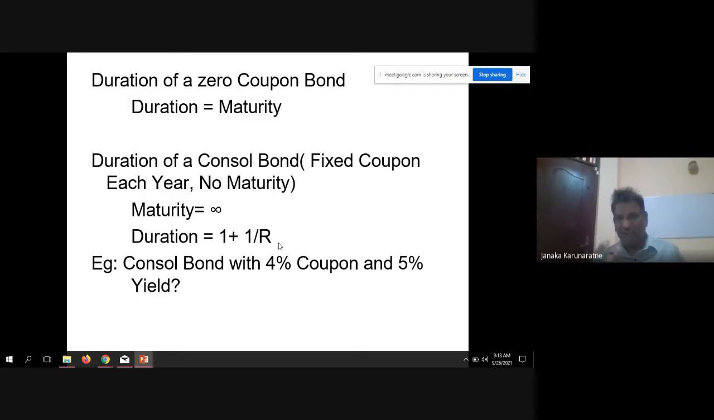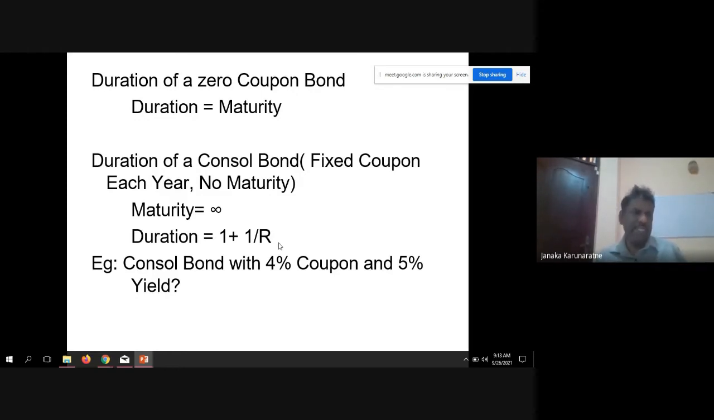Now, in fact, this is similar to non-redeemable, non-cumulative preference shares, right? So you get a fixed coupon, but no maturity. We don't say console bond here in Sri Lanka, but still sometimes preference shares are popular, right?